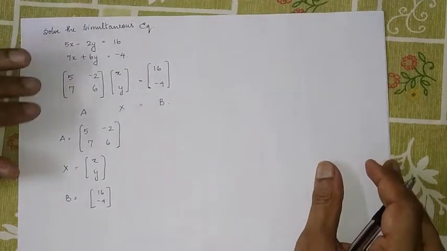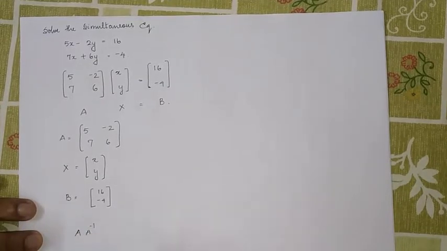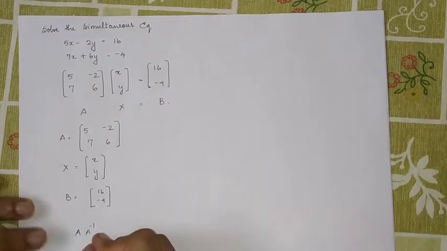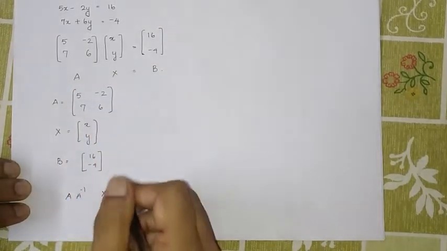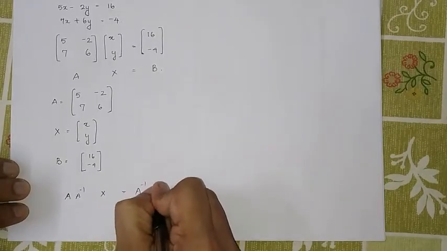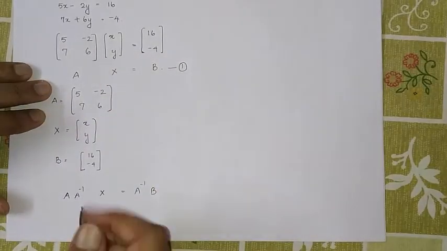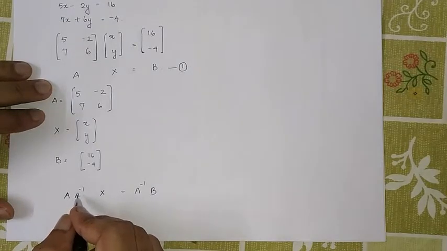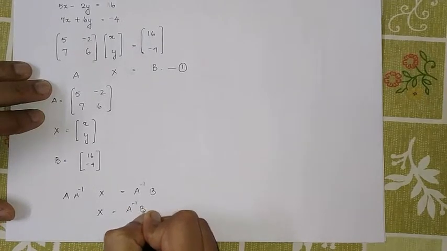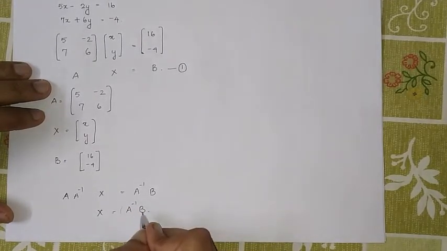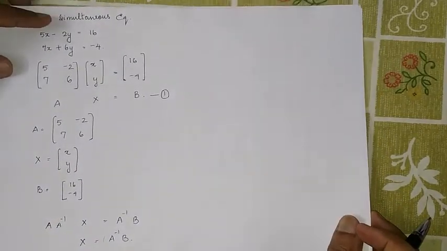Now, let's do this small thing. I'm multiplying with A inverse. A into A inverse into X is equal to A inverse B. Put this particular equation as 1. You're multiplying equation 1 throughout with A inverse. A into A inverse is the identity matrix, so you can just avoid that. So X is equal to A inverse B. If you find A inverse into B, you will be able to find X. So let me try to find A inverse.